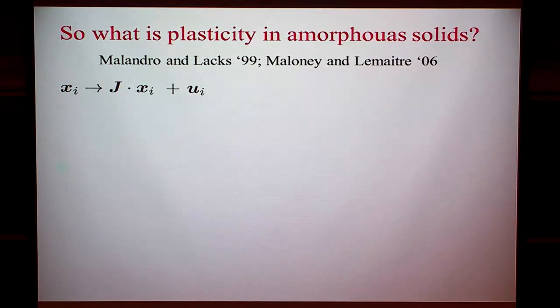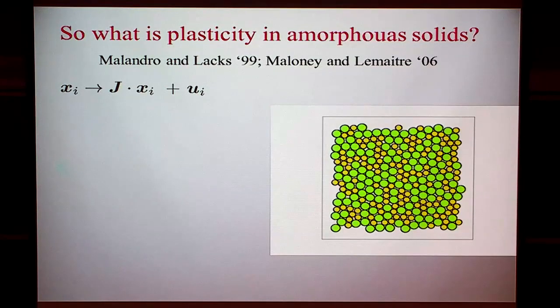Then, as I said, when you have a system that is amorphous, after you do this affine transformation and you want to know whether the system is in mechanical equilibrium, usually it will not be. In order to come back to mechanical equilibrium, there is an additional non-affine transformation that needs to take place. Let me show this in a graphic way.